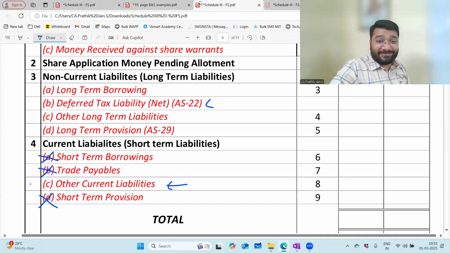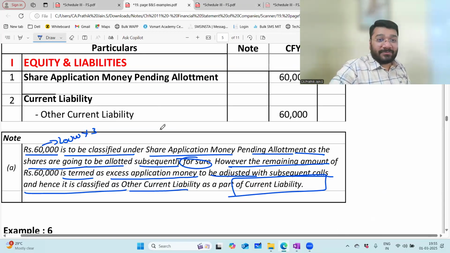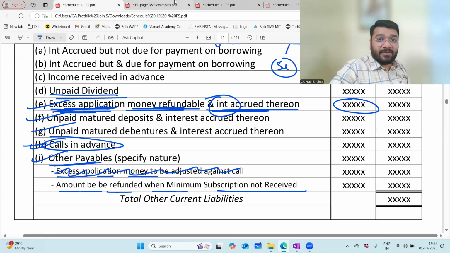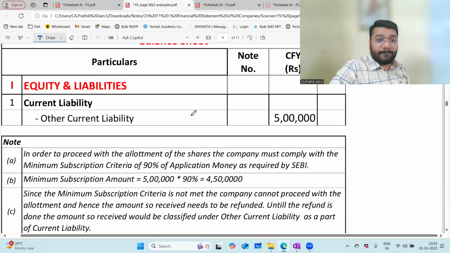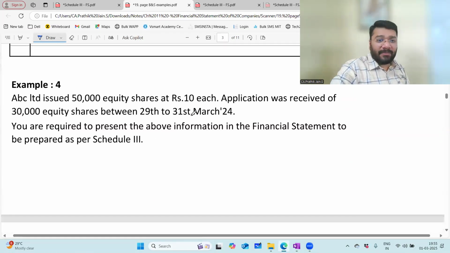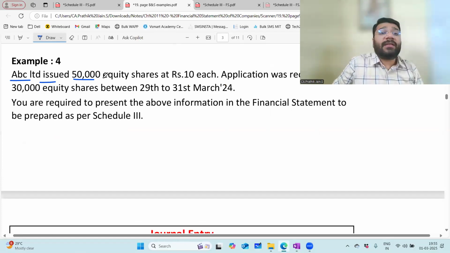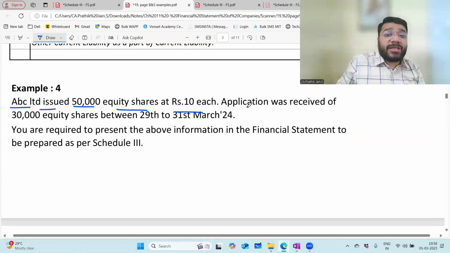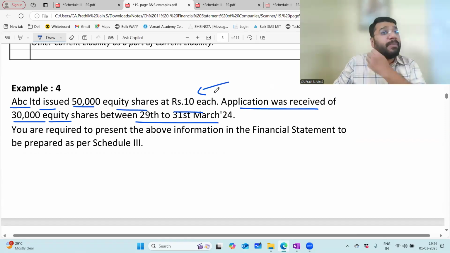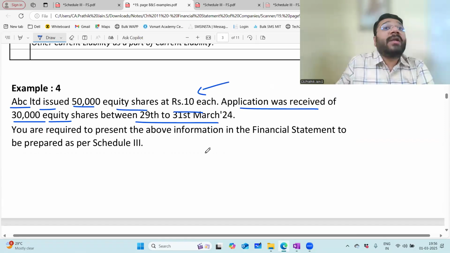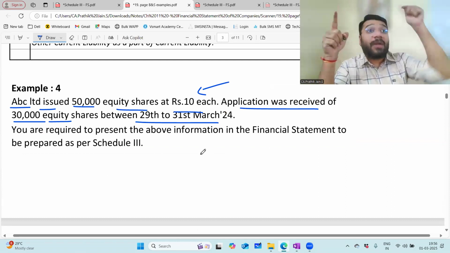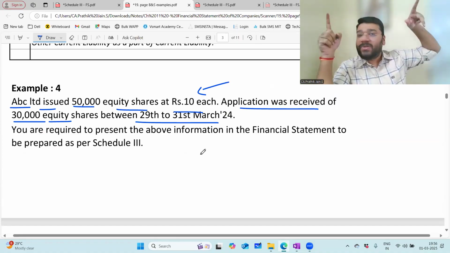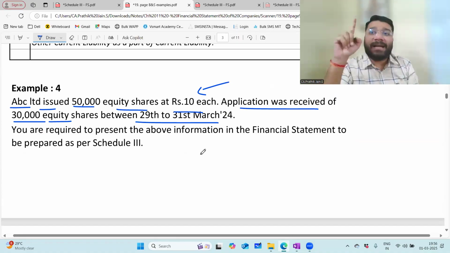For this also I have a question, about minimum subscription. Example 4. ABC Limited issued 50,000 equity shares of 10 each. Applications were received for 30,000 equity shares between 29th and 31st March. Is this lump sum or installment? Lump sum. In case of lump sum, what is the minimum subscription? 90% by SEBI, or the percentage the company specifies, whichever is higher. Here nothing is set by the company, so we take 90% as the minimum subscription.